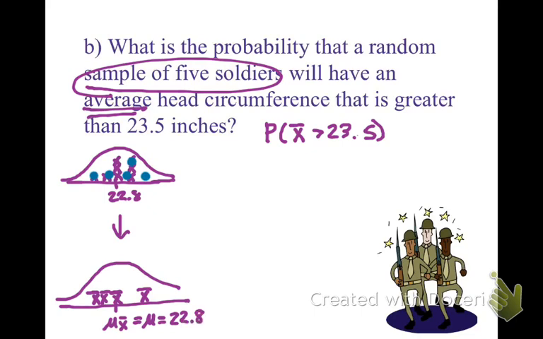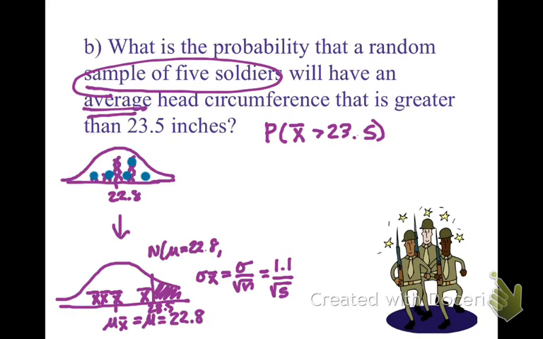Now, when we're dealing with a sample mean, this curve has a mean of 22.8, but the standard deviation for my sample means is sigma divided by the square root of n. Or in this case, it's the sigma that we had for the previous problem, standard deviation of 1.1, divided by the square root of 5, because that was our sample size. So now we want to calculate the probability of finding an average that's greater than 23.5.